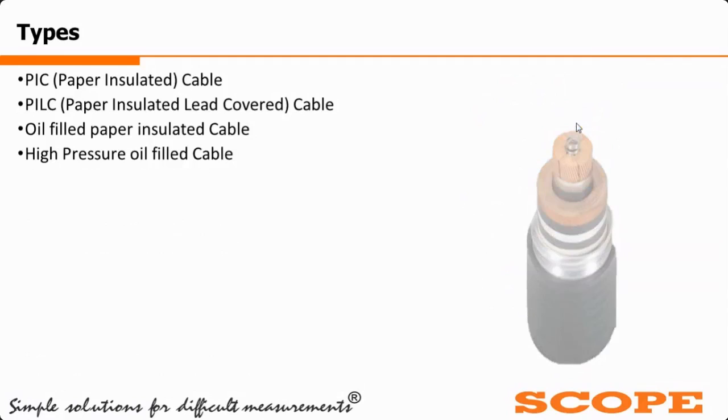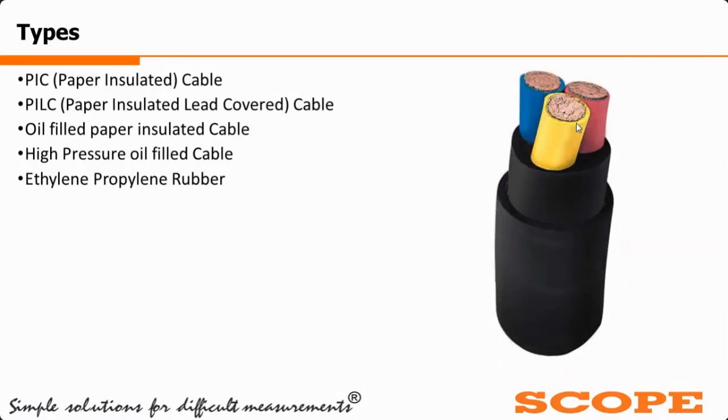The next one is ethylene propylene rubber. This type of insulation has good mechanical strength. It is also durable and has high insulation resistance. This type of EPR cable is mainly used for low voltage to medium voltage cables. And in this type of cable, tinned copper is used to prevent the sulfur and copper reaction.